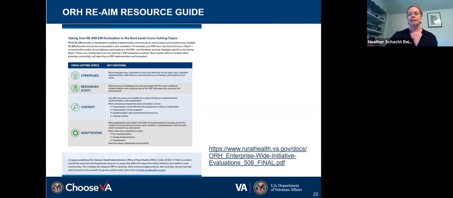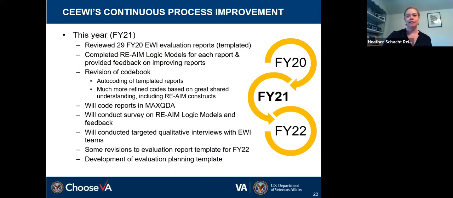And then I think this is Borshika's favorite part, we added a cross-cutting topics section as well, taking your REAIM evaluation to the next level, thinking about strategies, resources or costs, contexts, and adaptations. So how would you want to think about these, and what would you do to add those to your report if you wanted to? Okay, so now this fiscal year, we reviewed 29, so one more evaluation report.